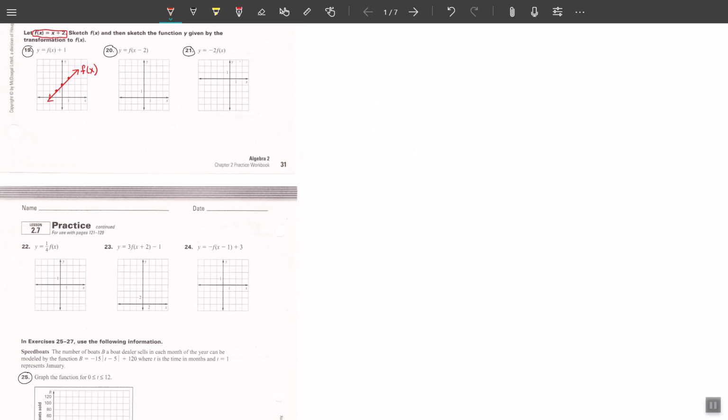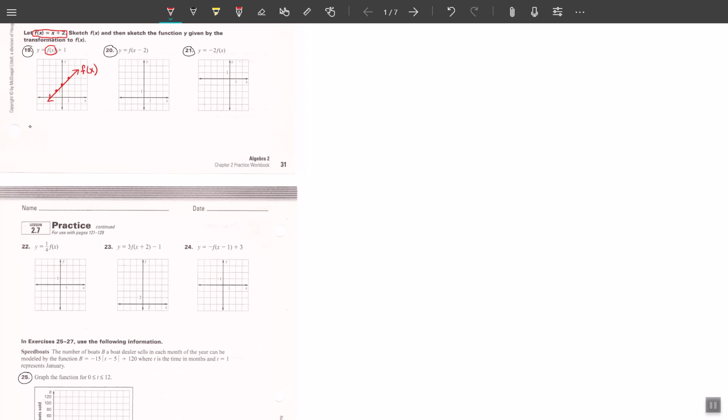In 19, they want you to sketch the function x plus 2. So they're calling it f of x instead of y. So I went ahead and sketched in that linear graph. And then they want you to sketch the function y that they're giving you, given by the transformation to f of x. So they're telling you that they're taking that f of x that I just graphed, which is x plus 2, and they want you to transform it 1 unit vertically. That's what that plus 1 means.